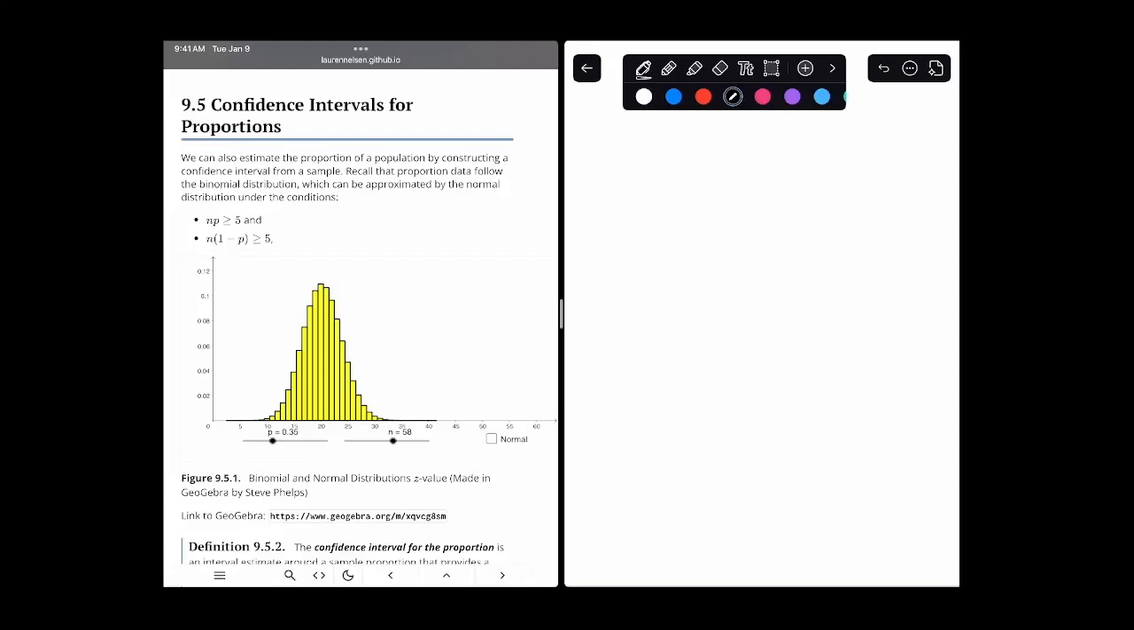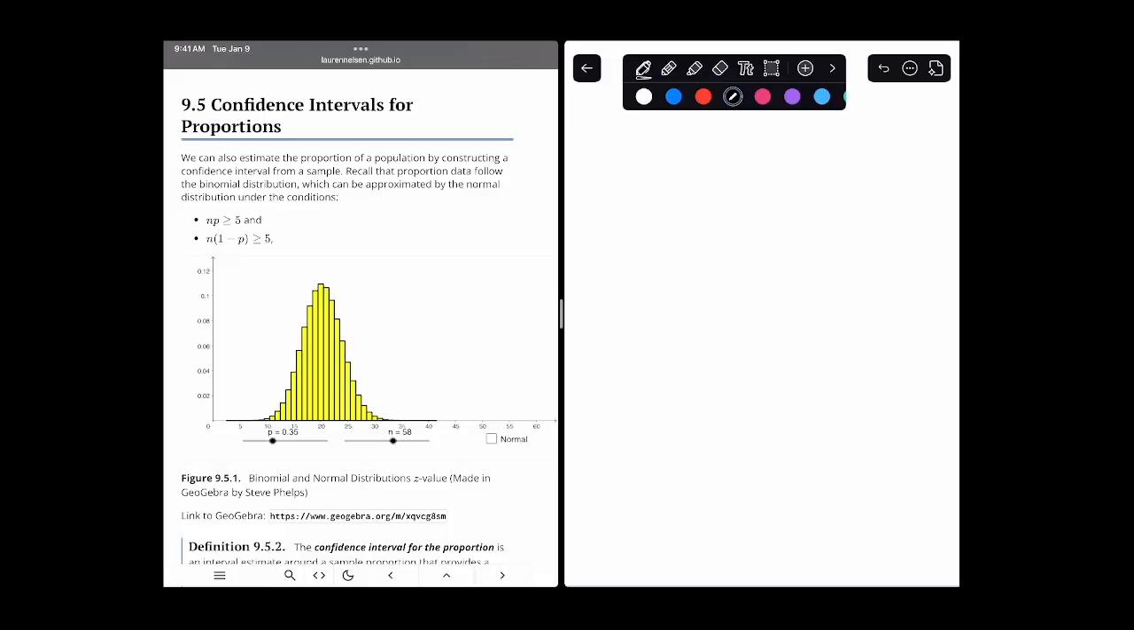We've seen how to make confidence intervals for means, and now we're going to see how to create them for proportions. You might remember that proportion data follows the binomial distribution, and it turns out that it can be approximated by the normal distribution as long as two conditions are met. We need n times p and n times 1 minus p to be at least 5.